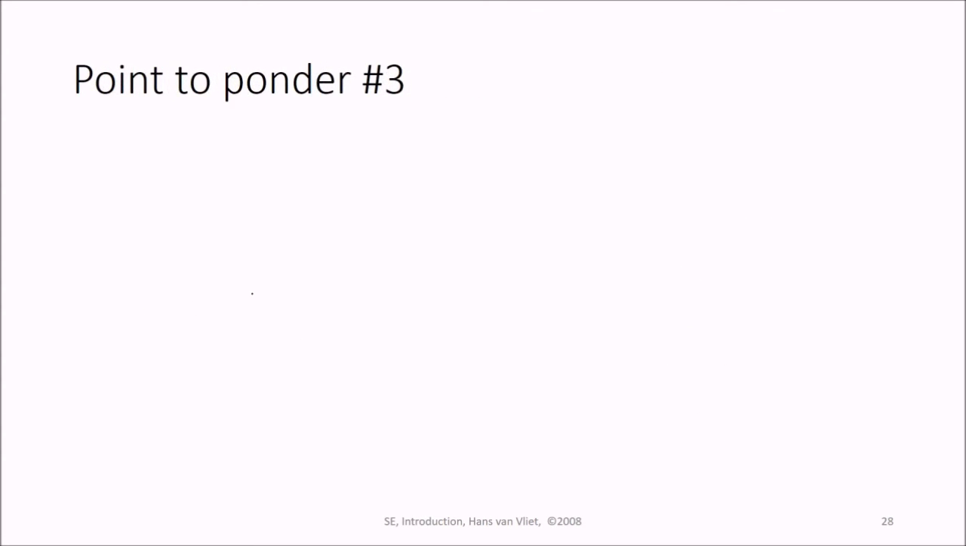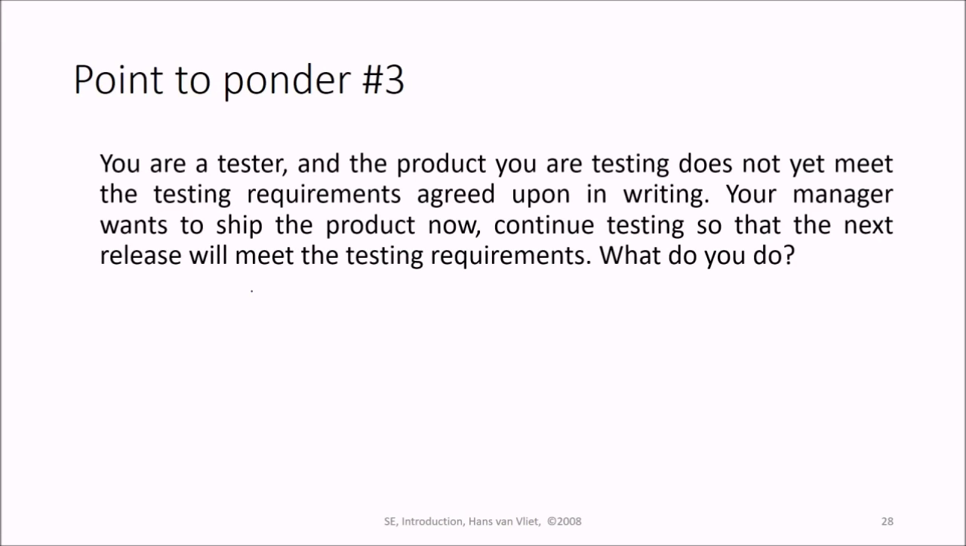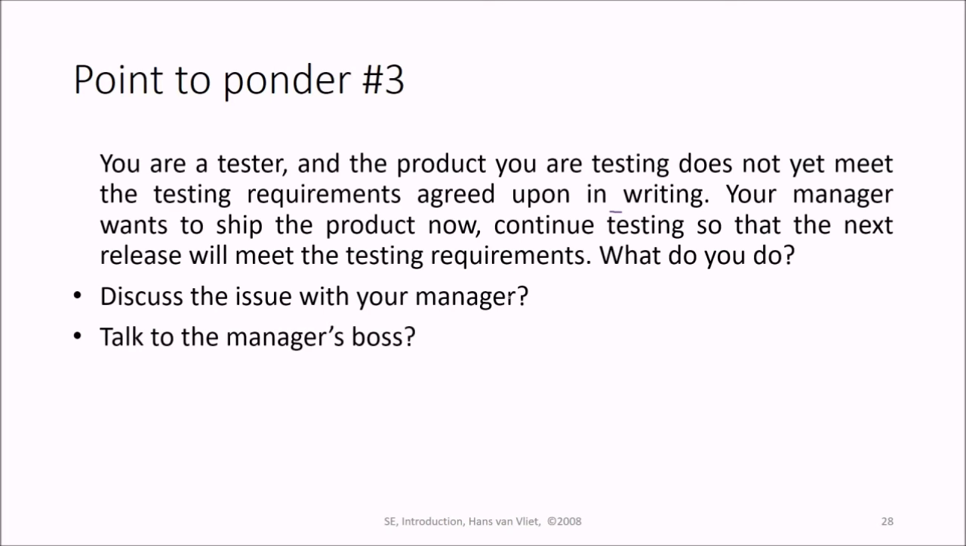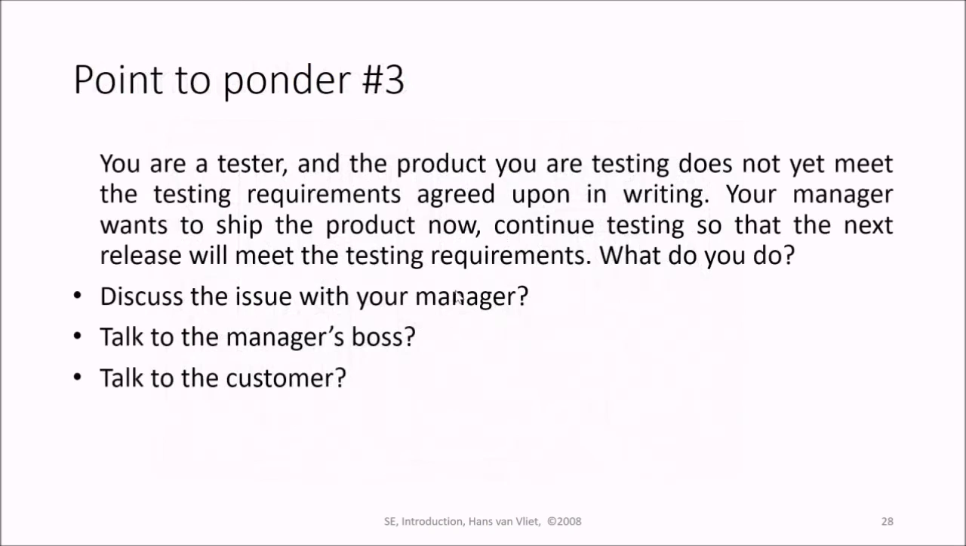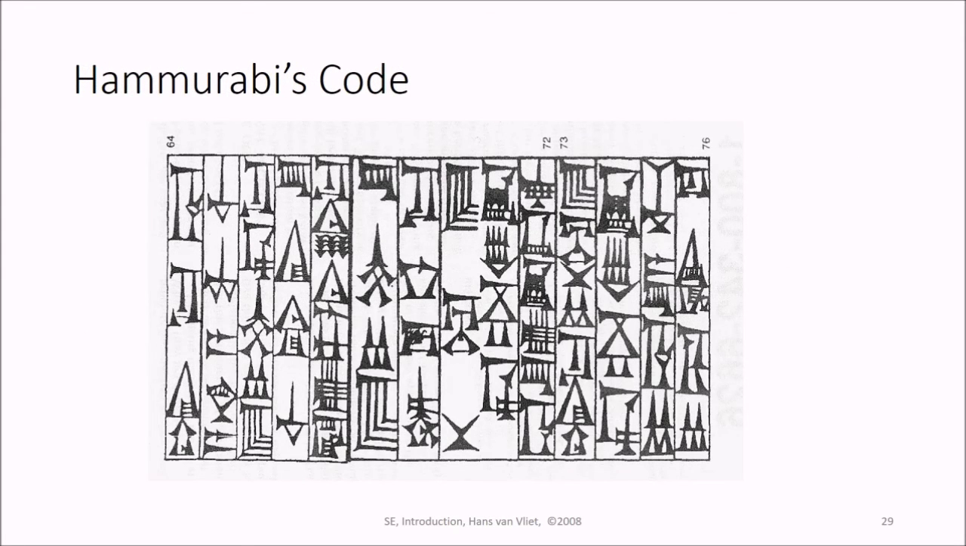Okay. Next point is, now you are a tester and the product you are testing does not yet meet the testing requirement agreed upon in writing. So your manager wants to ship the product now. He has some pressures. So continue testing so that the next release will meet the testing requirements. What do you do? Discuss the issue with your manager. Talk to the manager's boss. Talk to the customer. What are you going to do? These are options for you. Okay. Now you need to really think about that. We'll be answering these questions in our discussion later.